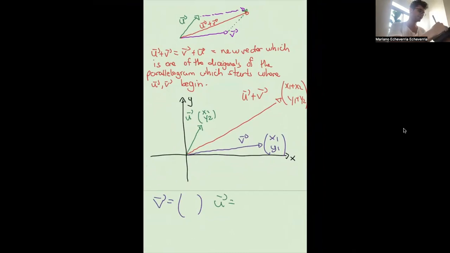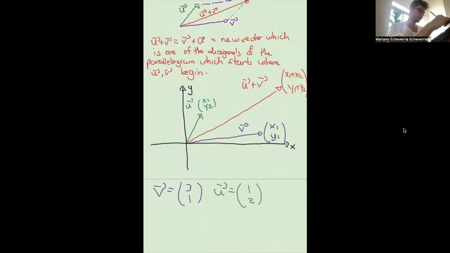Let's make V larger actually. If V had been like 3, 1, just to make it more realistic, and u had been like 1, 2, then u plus v would be what you get by adding the corresponding entries. So the top entries add to 4, right? So you would put 4 here, and the bottom entries add to 3, so you would put a 3 here. So these would correspond to the point 4, 3.